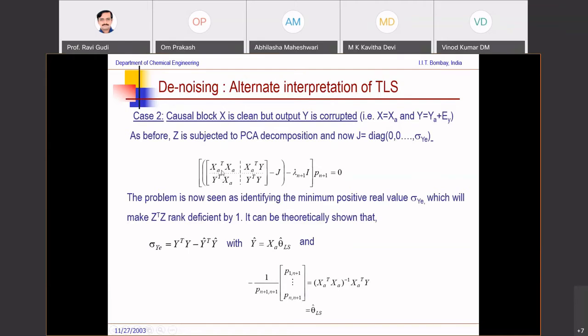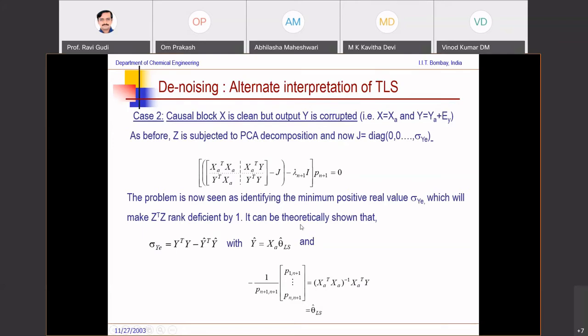Here I have XA transpose XA, which is the clean X. XA transpose Y, I'm not using YA here, I'm using Y because it's the noisy Y. Likewise here it is the noisy Y. And I'm subtracting from the diagonal sigma YE, which is the noise variance. When I do this, I can still look at the smallest eigenvalue. It won't be 0, but the eigenvector corresponding to that smallest eigenvalue will still give me the least square solution. But it's now an estimate because there is noise associated with this.